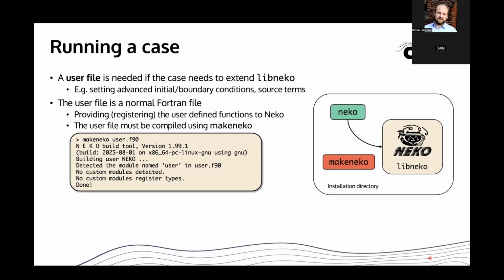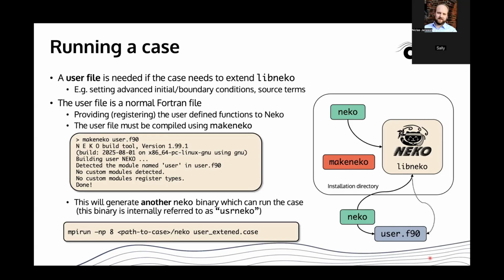makeNeko will then, together with the user file, create a new binary called Neko, which is in the same directory as the user.f90. And this Neko contains the callbacks that you had in the user file. So when you're running your program, libNeko will actually call the things that were inside your user file. So for example, an initial condition or your own boundary conditions. And internally, if you do debugging, this program that is produced here is called user Neko. It unfortunately has the same name as the Neko that is installed by default, but that is part of how things have been done here in the past.